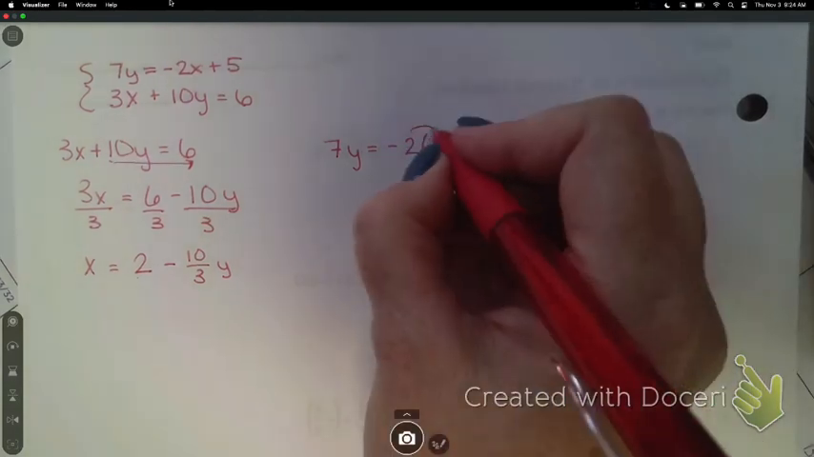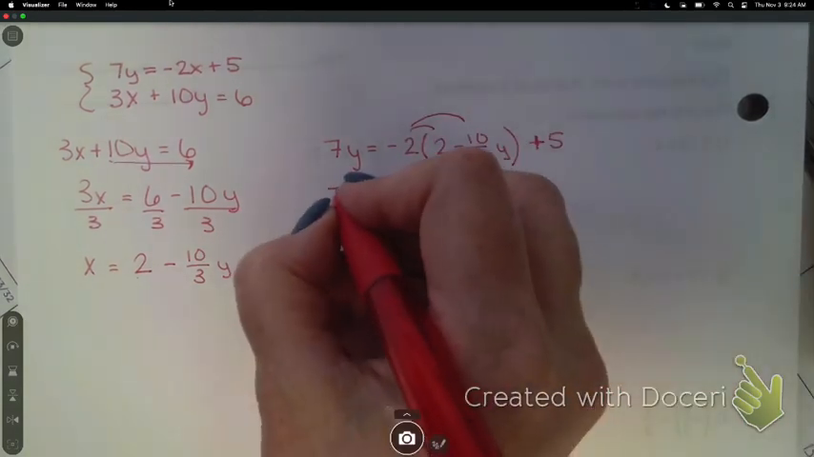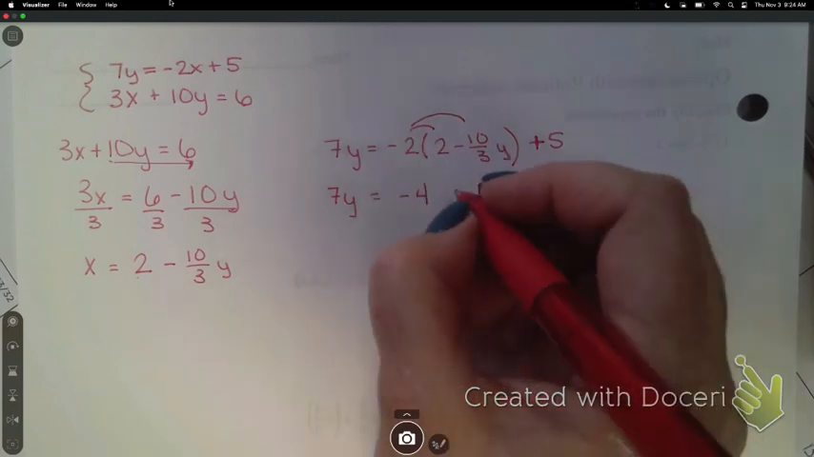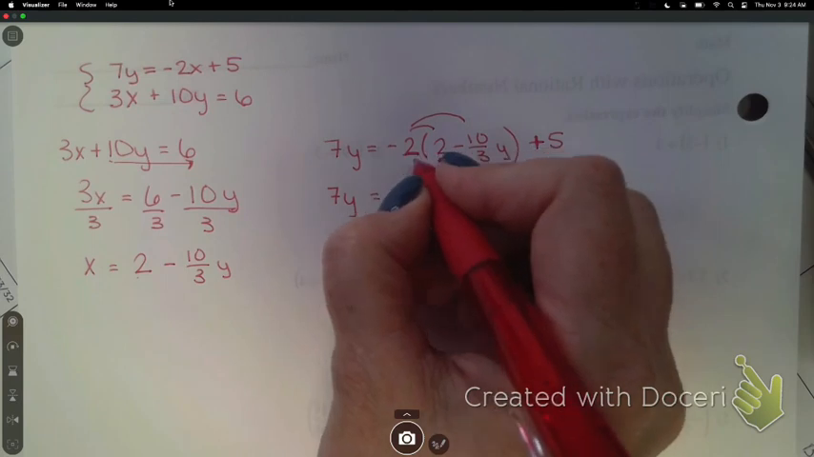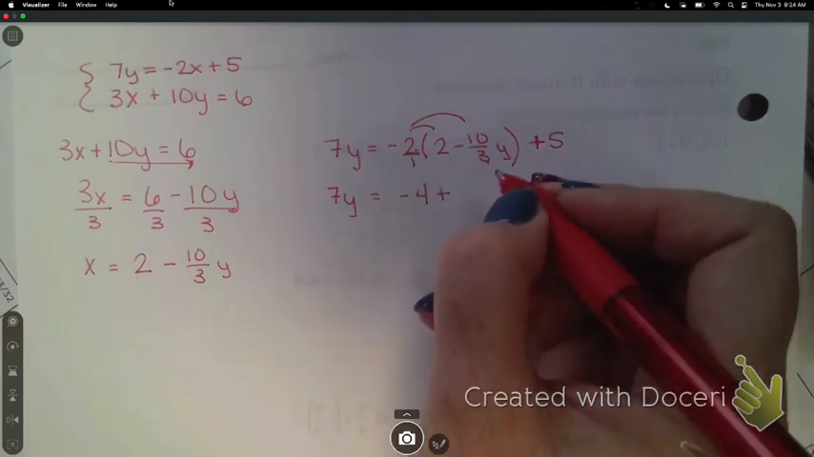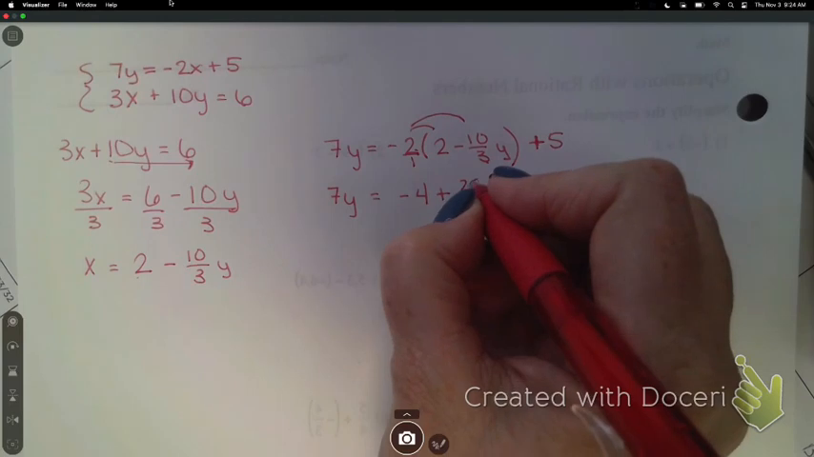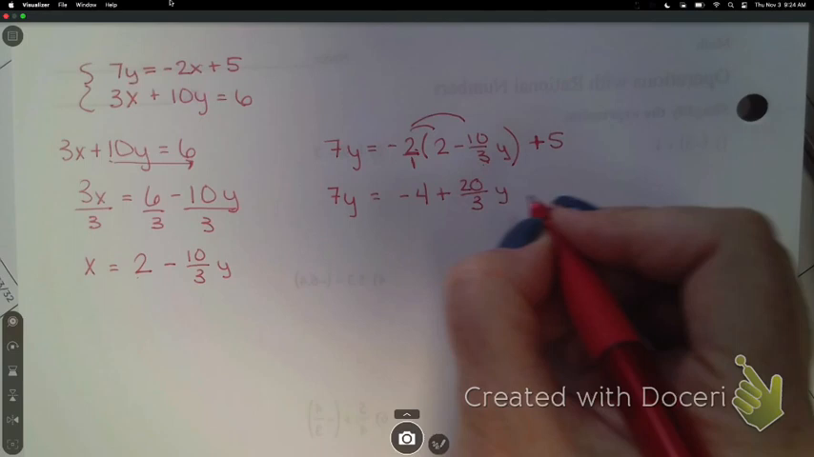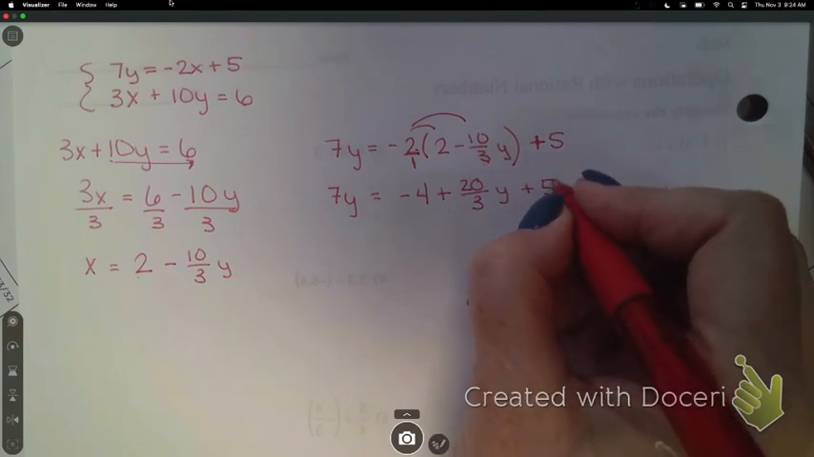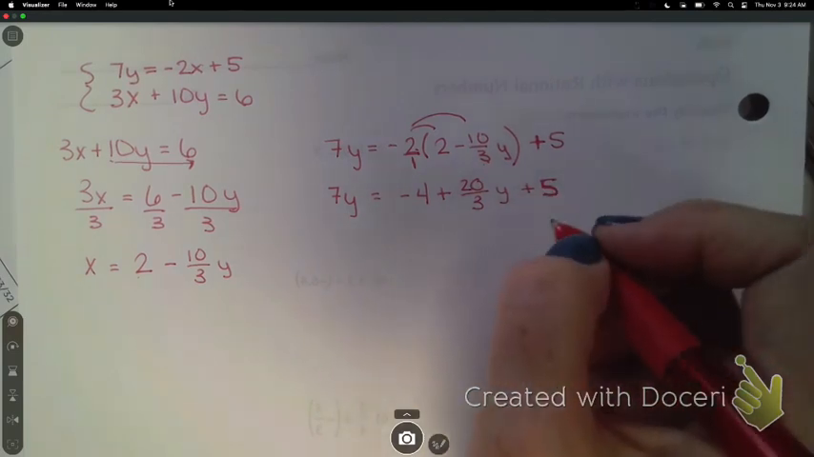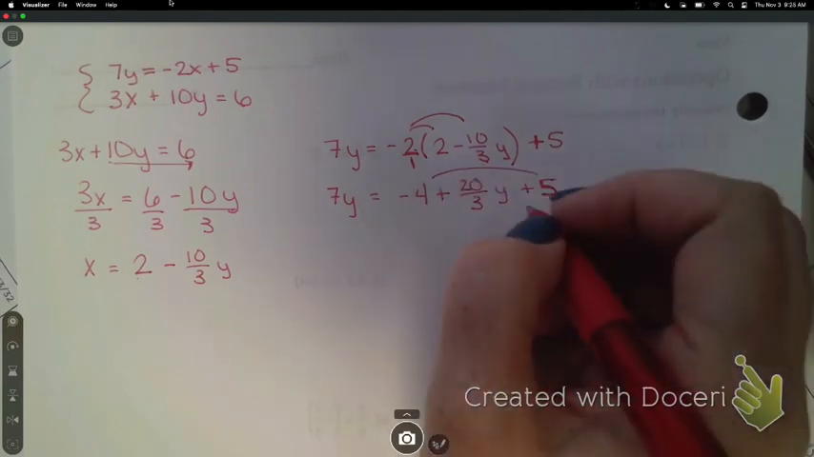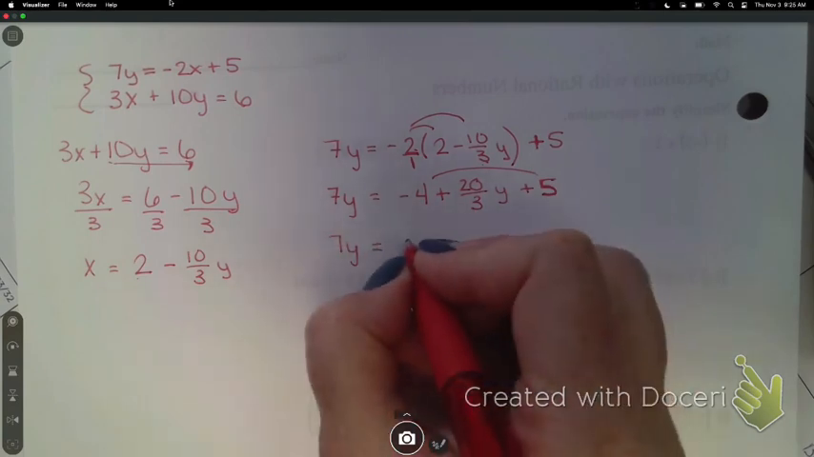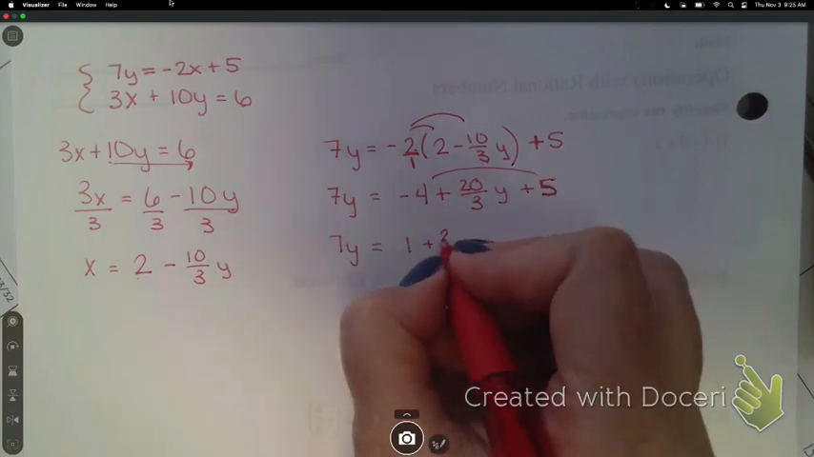So I have to distribute, right? 7y equals -4, and a negative times a negative would be a positive 20 over 3 y. And there's a 1, but 2 and 3 don't reduce, do they? No. So it's going to be 20 over 3. What's 1 times 3? 3. y plus 5. Then you add like terms. So this would be 1. 7y equals 1 plus 20 over 3 y.